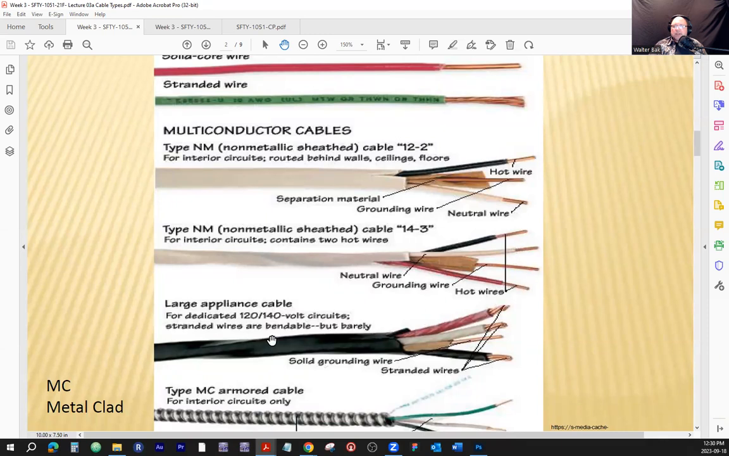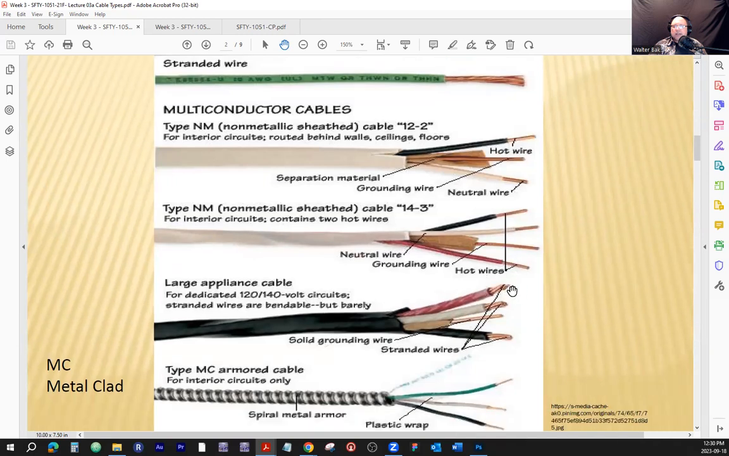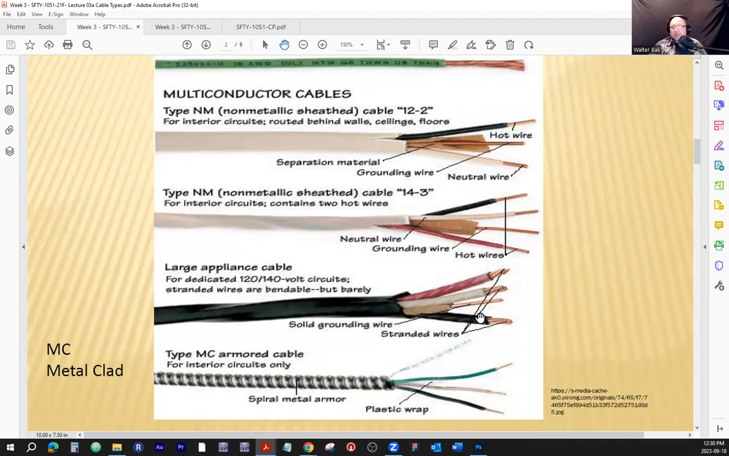Now, here's a larger appliance cable. Notice that we are switching from solid to stranded already because the gauge becomes thicker. The cable becomes way less flexible, so the preference is that the thicker cables are going to be stranded, as we were talking about.